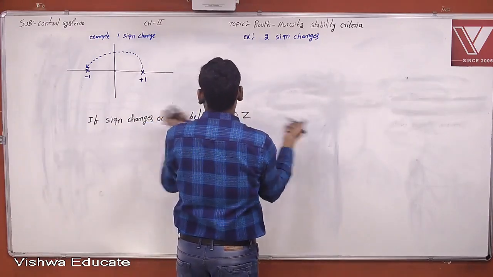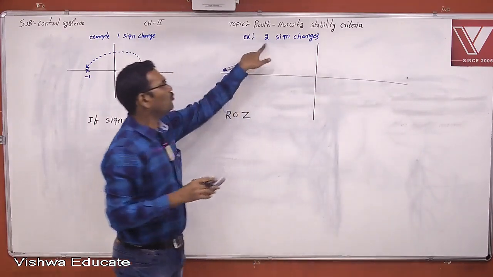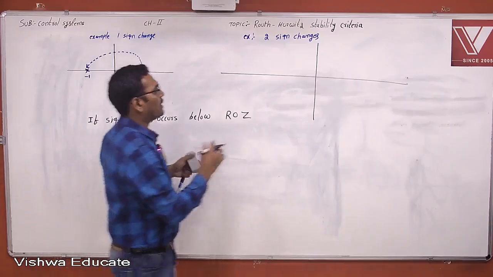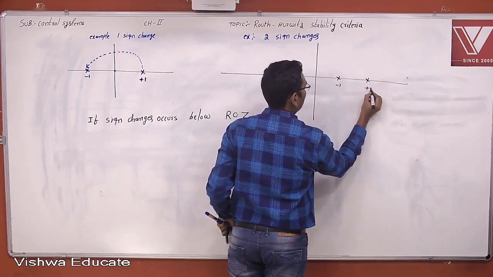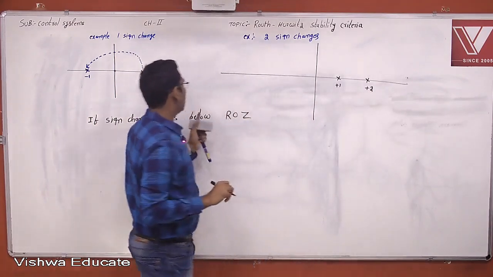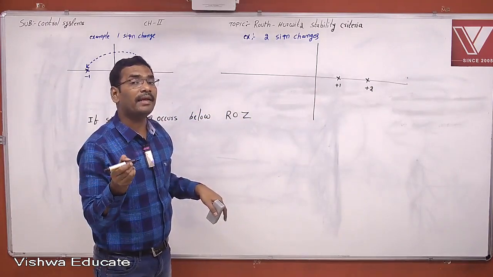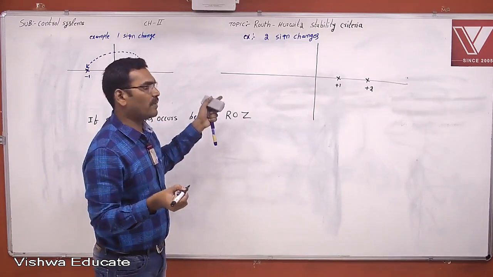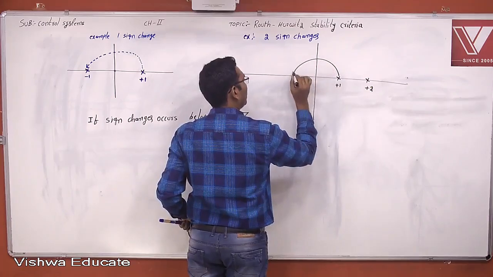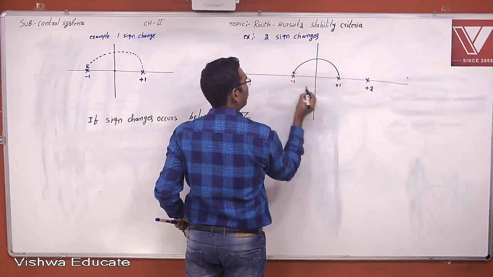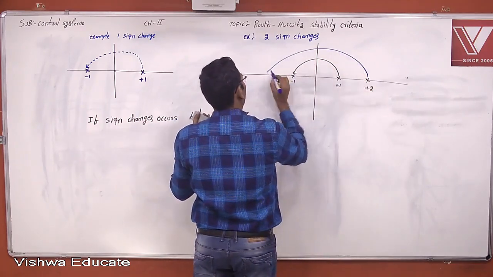Whenever there are two sign changes, you understand or not? Two sign changes means two poles on the right hand side of the S plane. For example, this is +1 and +2. Therefore, two poles on the right hand side of the S plane. Then there exist symmetrical poles on the left hand side of the S plane, which means there exists a symmetrical pole at -1 and a symmetrical pole at -2.